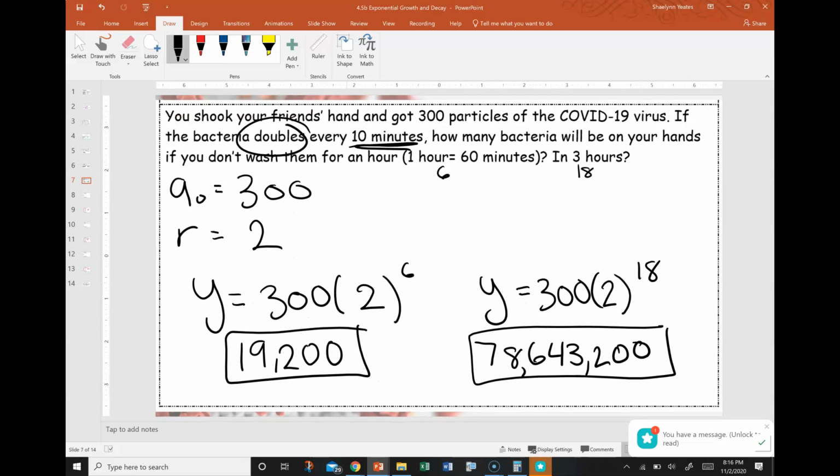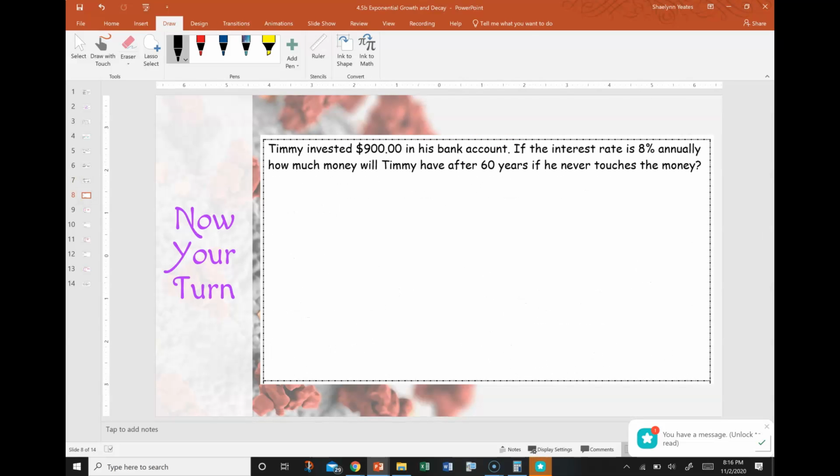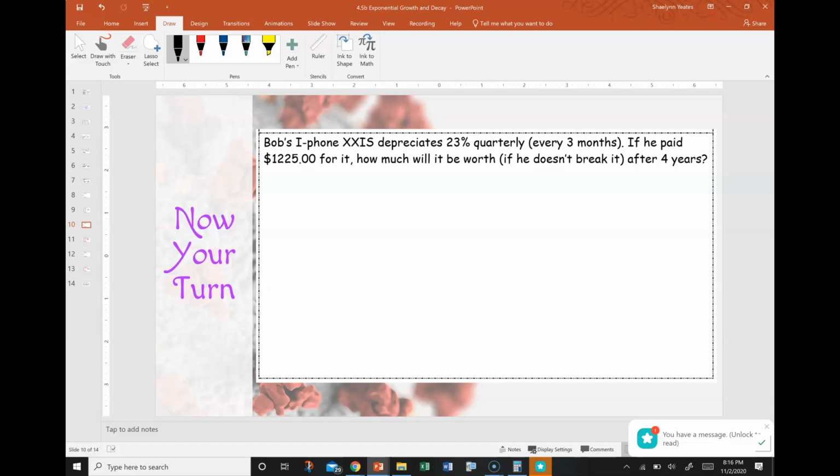All right. So that was our beautiful thing. Now I want you guys to go ahead and do this one. You're investing $900 in a bank account. You're getting 8% annually. How much will you have after 60 years? Assuming you don't add anything and you don't take anything out, because that would complicate the problem.